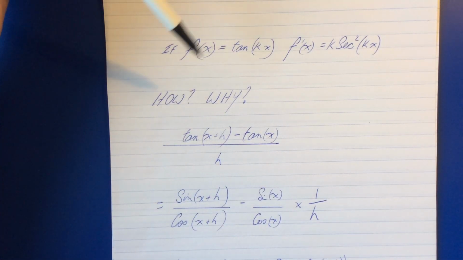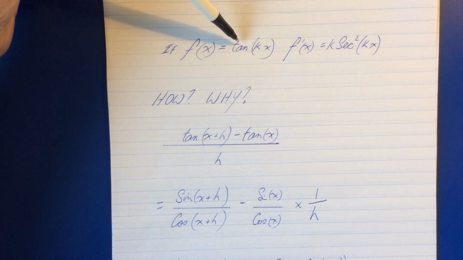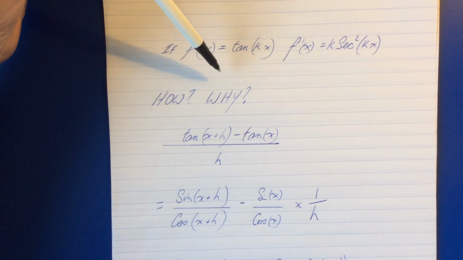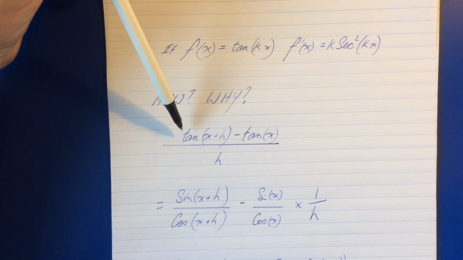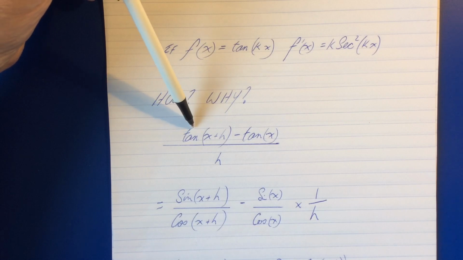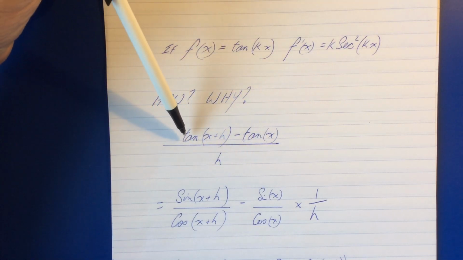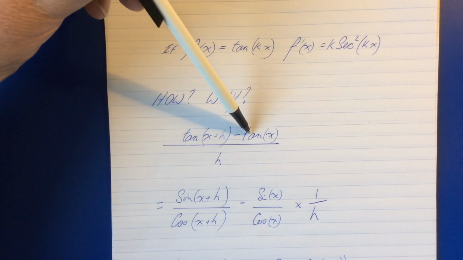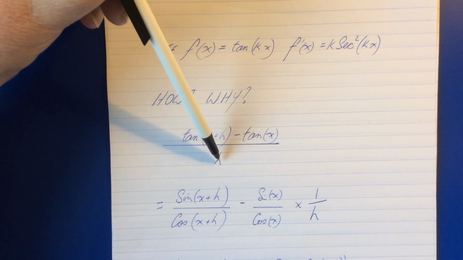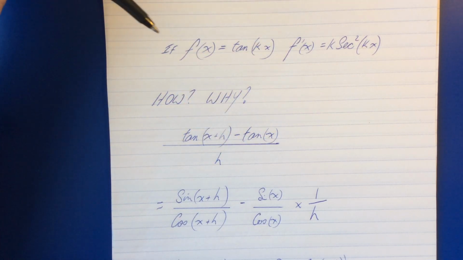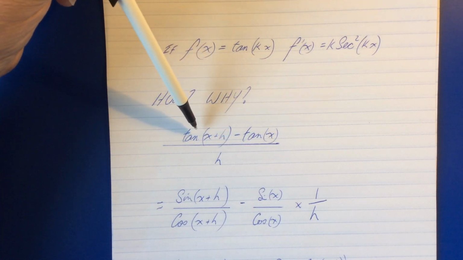So if our tangent is the tan of x, let's say, then if we were to differentiate this by first principles, we'd wind up with something that looks like this: tan x plus h minus tan x all over h. Now, we don't get very far with this.